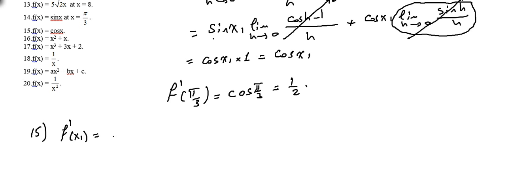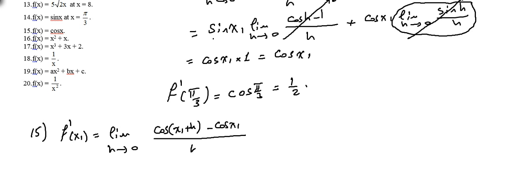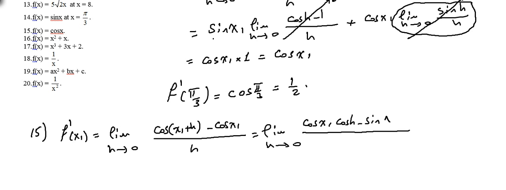The derivative at x1 will be minus sine x at the end. It's the limit as h tends to 0 of f of x1 plus h, meaning cosine of x1 plus h minus cosine x1, over h. What is cosine of x1 plus h? It's cosine of a plus b, which is cosine a cosine b minus sine a sine b, so cosine x1 cosine h minus sine x1 sine h.